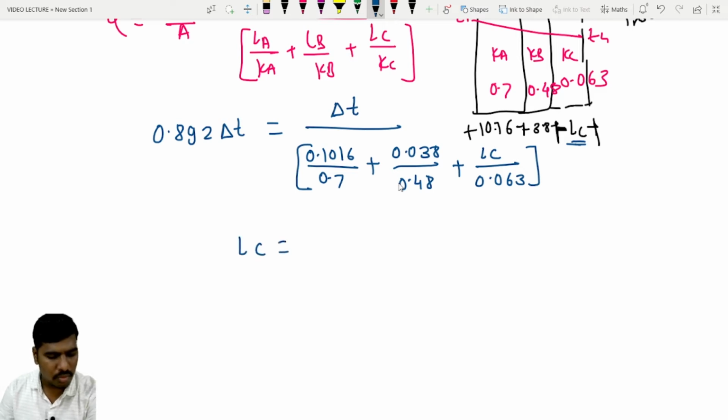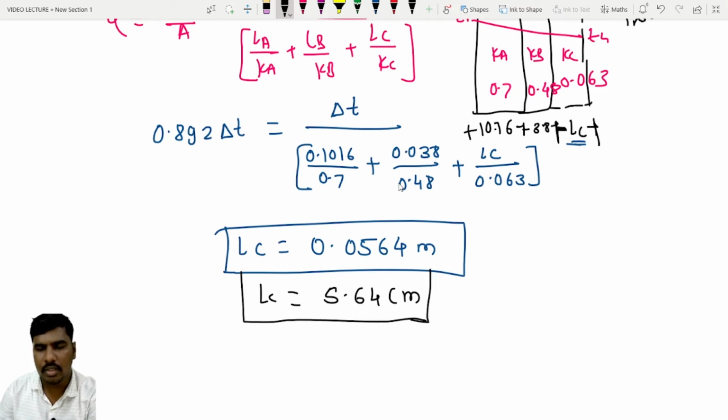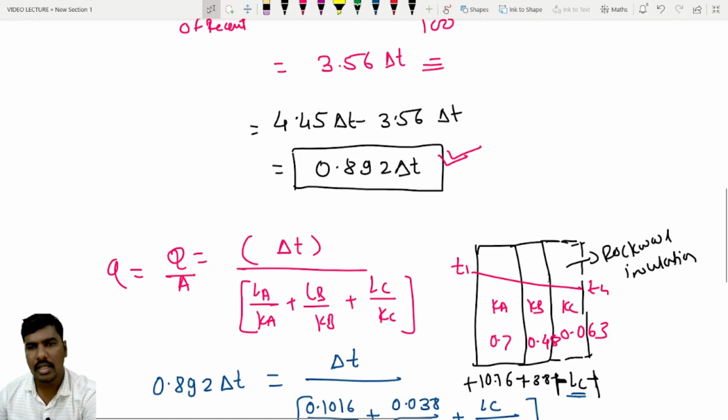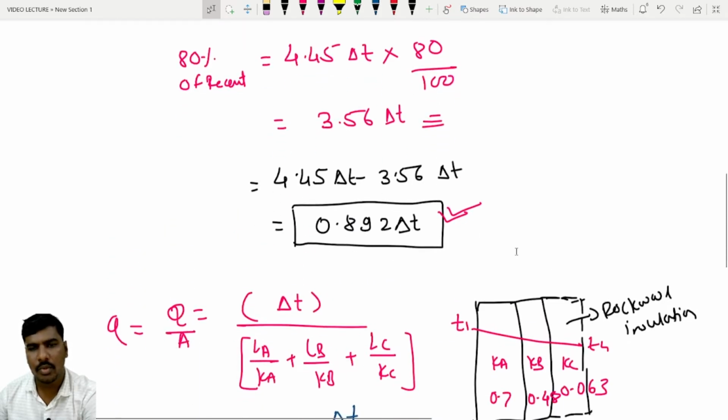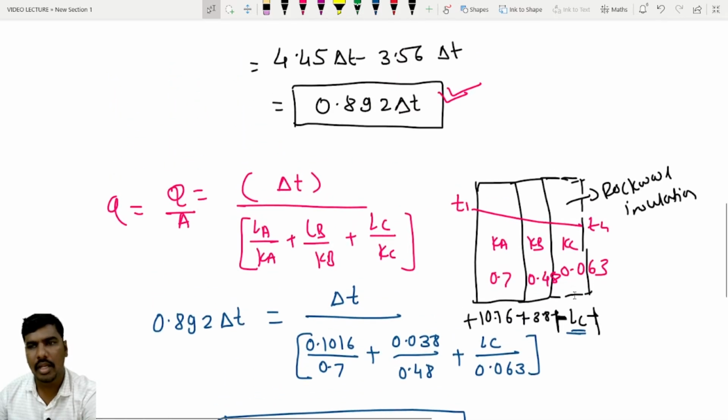So LC is equal to 0.0564, that is in meters. After solving this you will get the thickness of the third layer as 0.0564 meters, or 5.64 centimeters, because in the problem it is given in centimeters, so we calculate in centimeters. So this much thickness is required to reduce the heat transfer by 80%. Presently it is 4.45, and if you add the thickness 5.64 it will become 0.892.